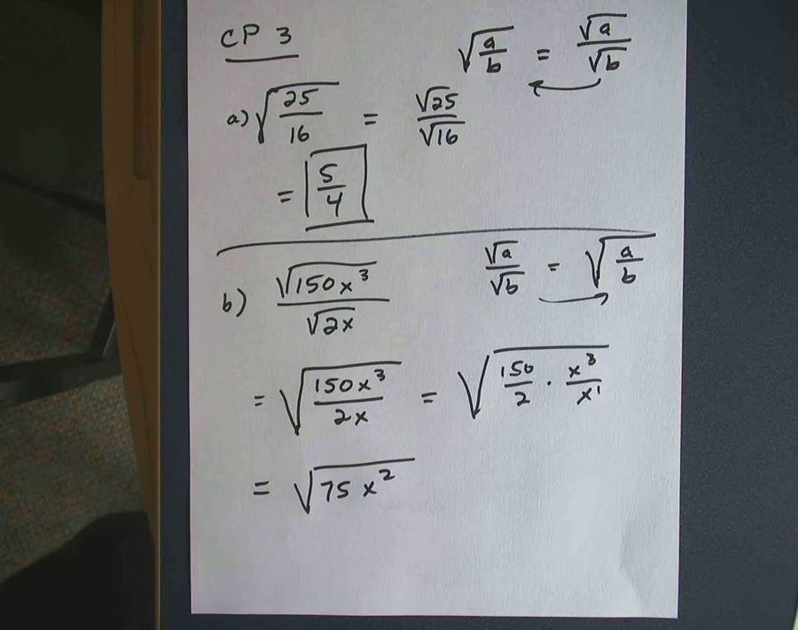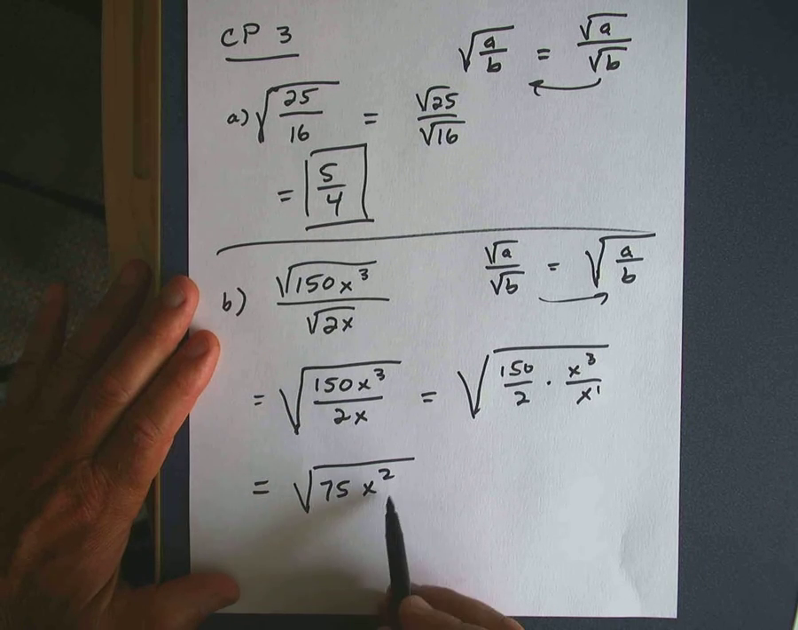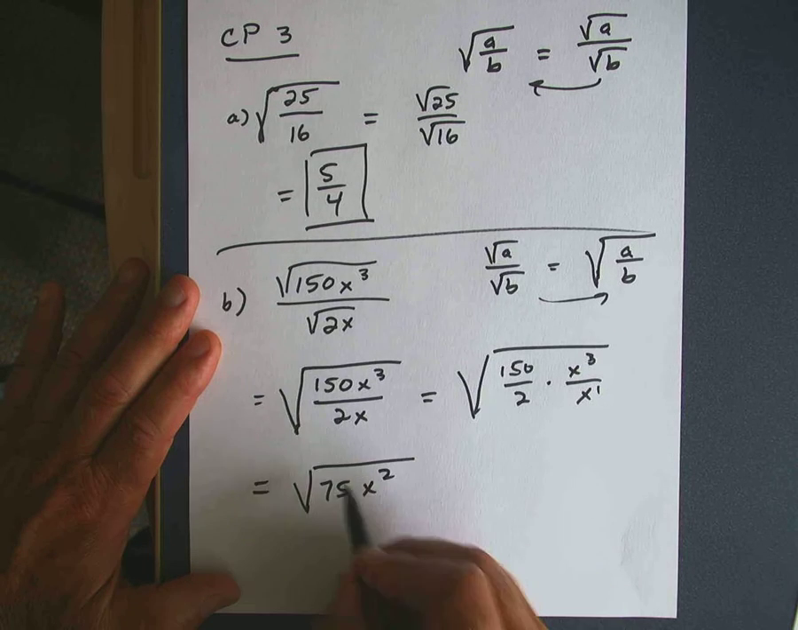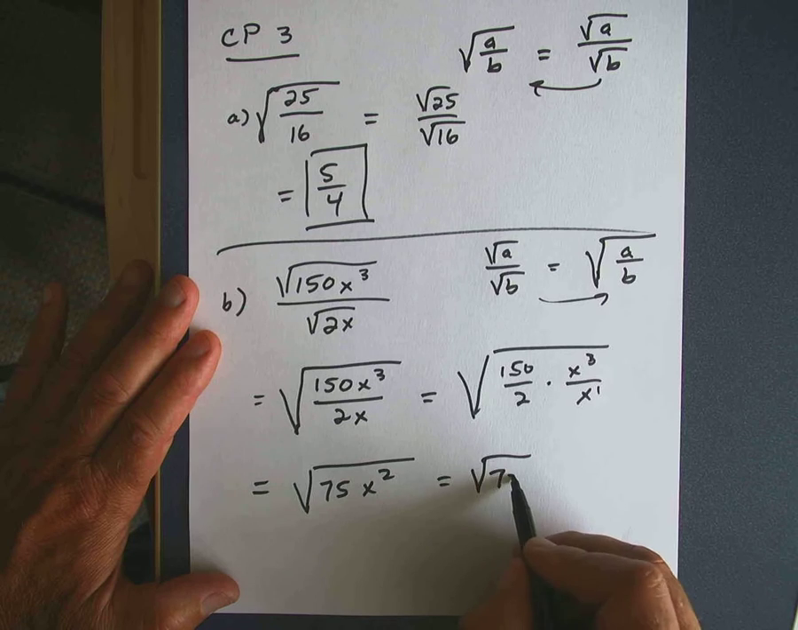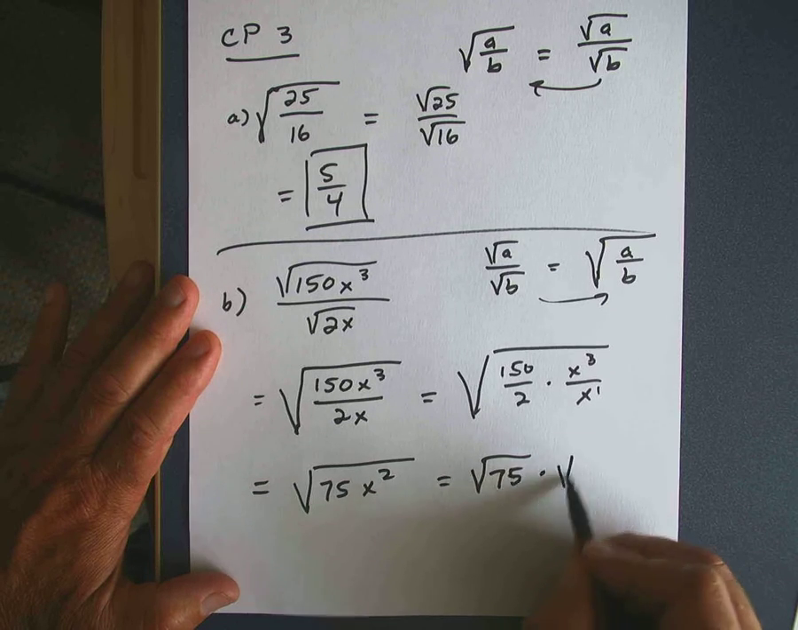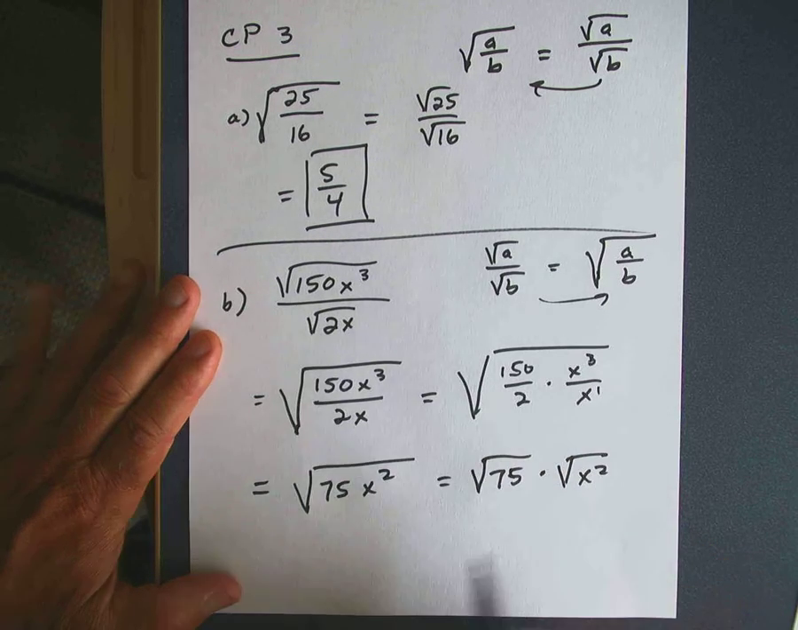But we're still not done. We need to look at what's underneath the radical sign and see if we can go further. Let's use our product property to separate this into the square root of 75 times the square root of x squared. Square root of x squared is x.